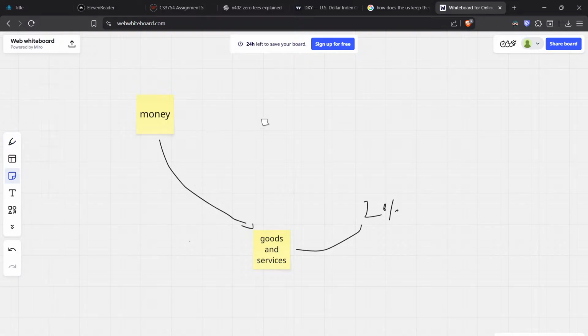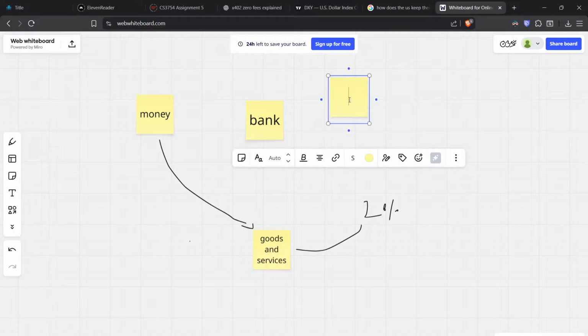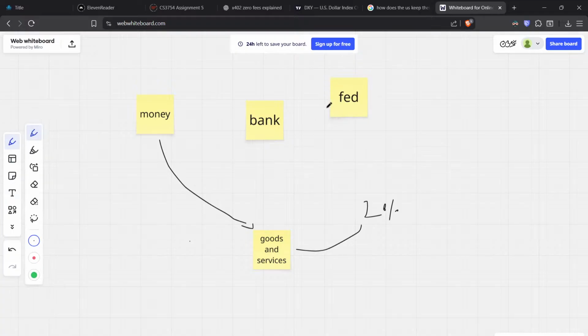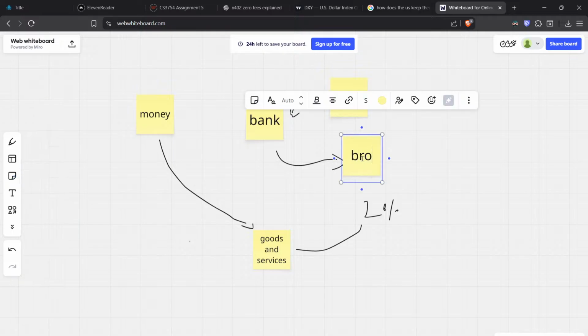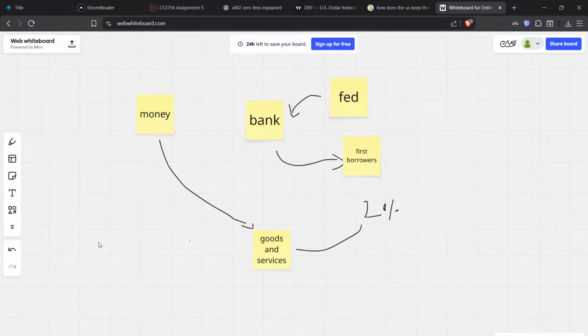So let's just say you're like a bank, right? And then there's like the Fed. The Fed decreases interest rates. It provides that money first to the banks. Now, to be fair, the bank's fiduciary responsibility is to lend money out. So the first borrowers are the people who are inflating the value.